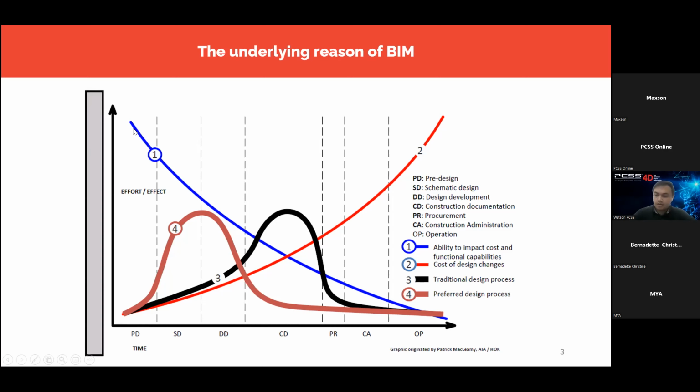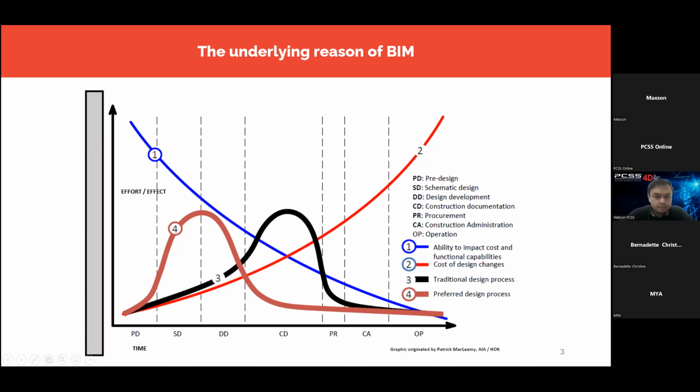So again, let's look at the blue curve. The blue curve is our ability to impact costs and the functionality of a building or an infrastructure. At the early stage of the project, we have lots of ability to impact cost or even to change the function of the building. For example, maybe you want to make the car park larger or reposition a certain room, you can do that. But towards the end of the project, it's almost impossible, right? Okay, and next, have a look at the red curve, which is curve number 2.